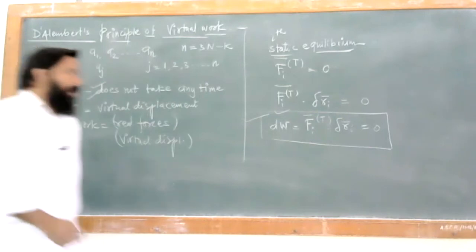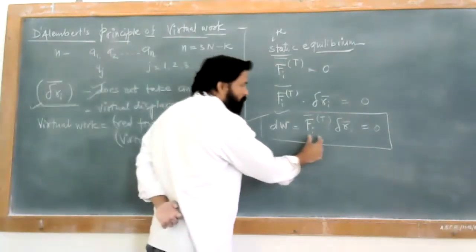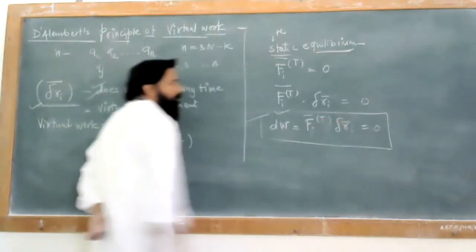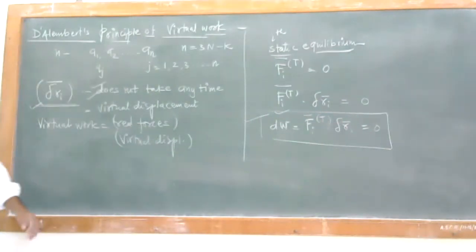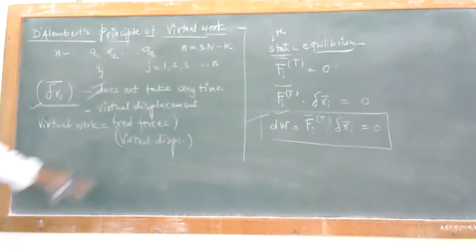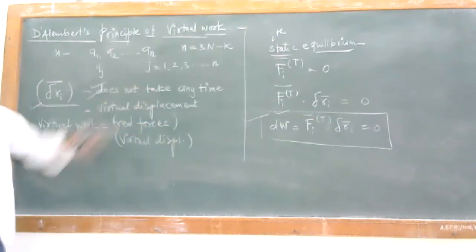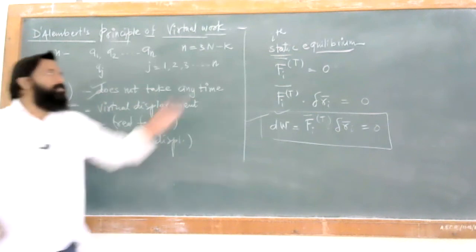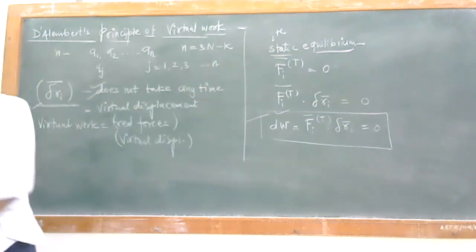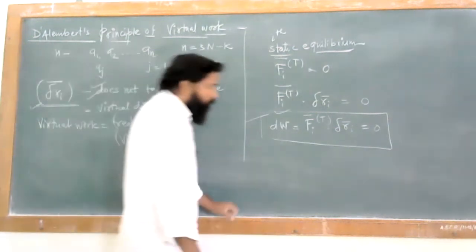The virtual work that involves real forces and the virtual displacement, Fi t dot delta Ri, must be equal to 0. So you can have that condition in terms of virtual work, but we know that the total force, that real force or total force acting on that I particle, can be a combination of the actual forces and the constraint forces.